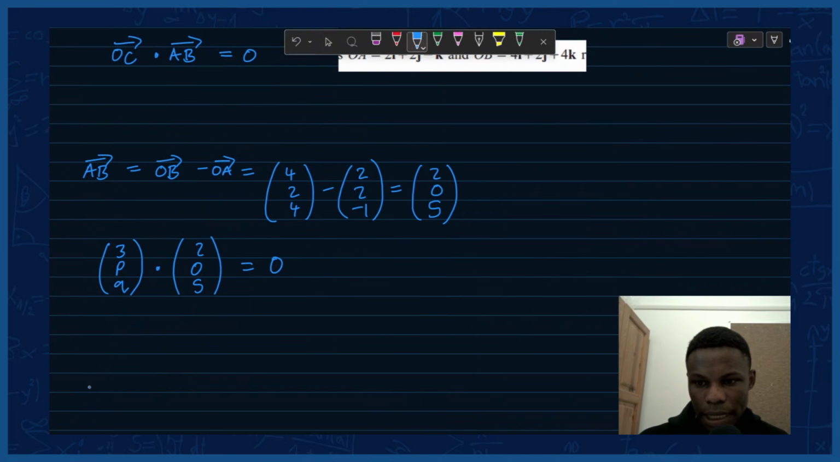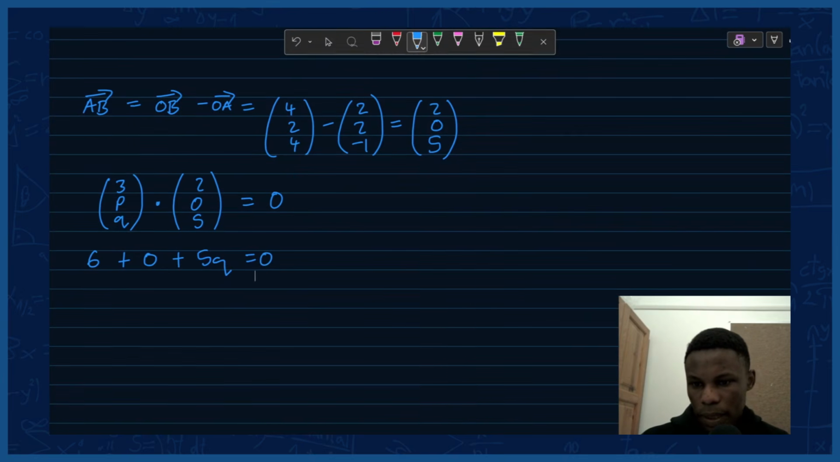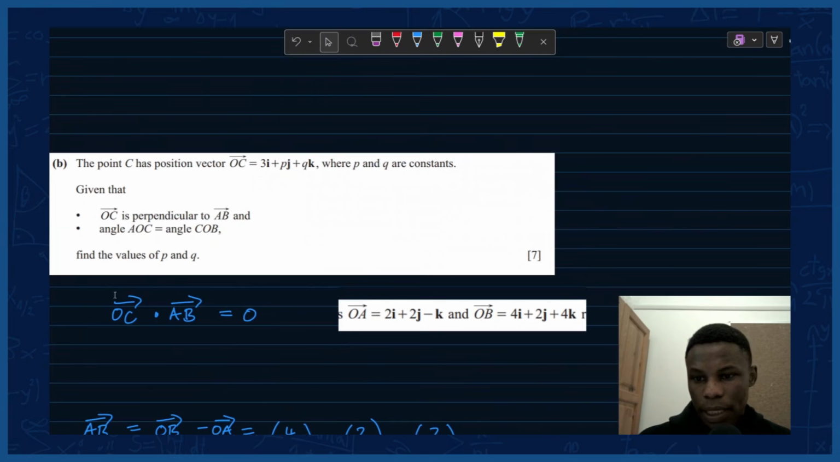So that tells us that 3 times 2, which is 6, plus p times 0, plus 5q is equal to 0. So we've got 6 plus 5q is 0. And so 5q is negative 6. And so q has to be negative 6 over 5. Okay, so we found one of them. Now we need p. So let's use the second bit of information. We've been told that angle AOC is equal to angle COB.